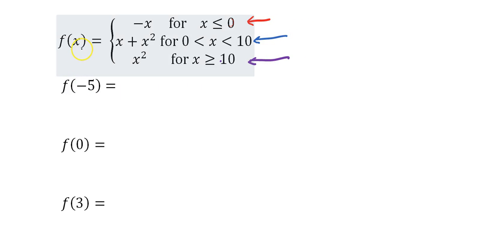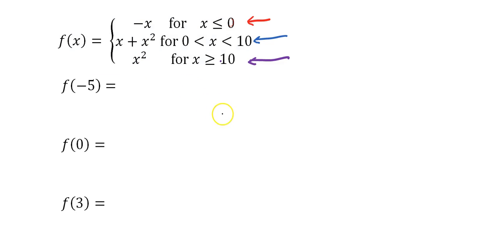So here I'm using different color codes. This is a function that depends on x, and when x is less than or equal to 0, we want the opposite of x. Since it's less than 0, the opposite is going to be a positive. When we have from 0 to 10, not including the 0 or the 10, we're going to have x plus x squared. That's how that's going to behave. And then when we have x greater than or equal to 10, we're going to have x squared.